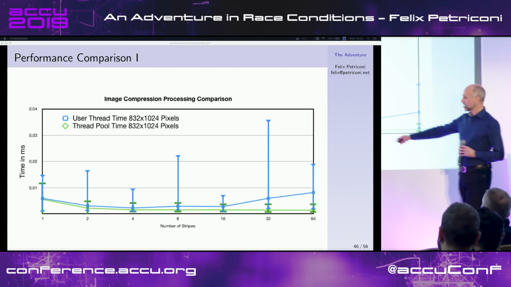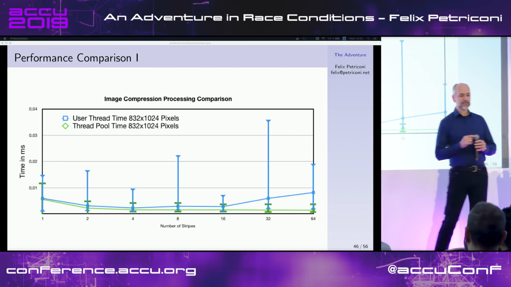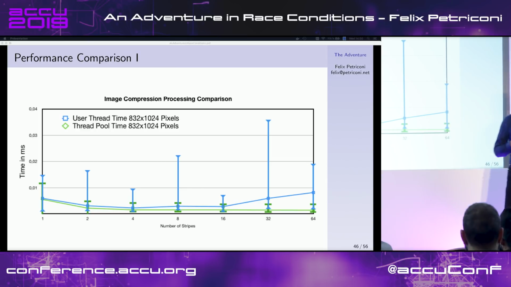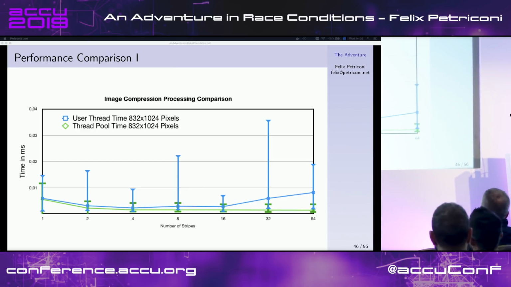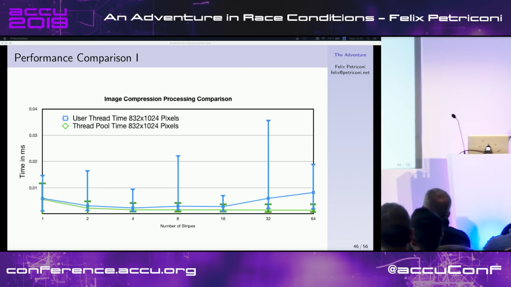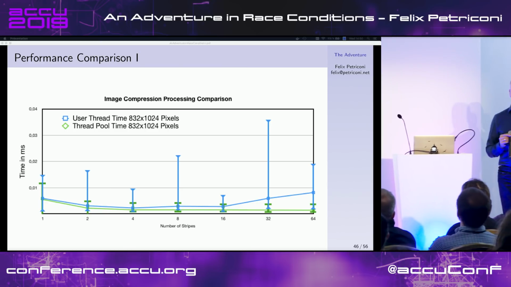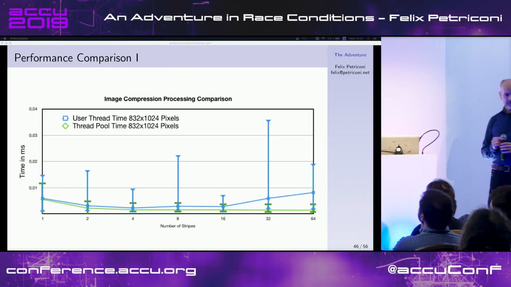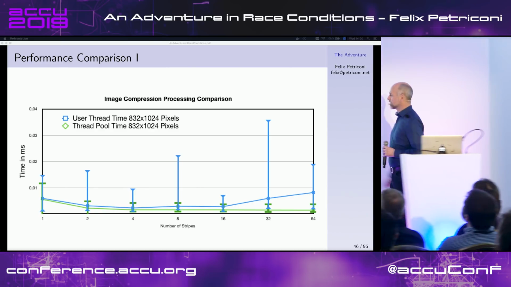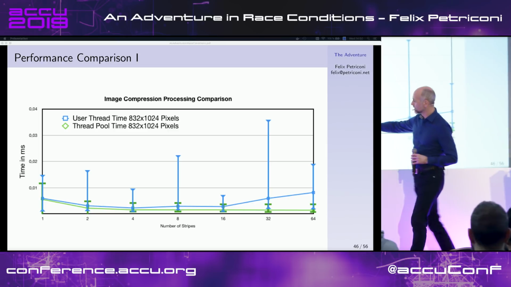And you see, any guess how many cores the machine had when it did these measurements? Pardon? No? 4. That's correct.